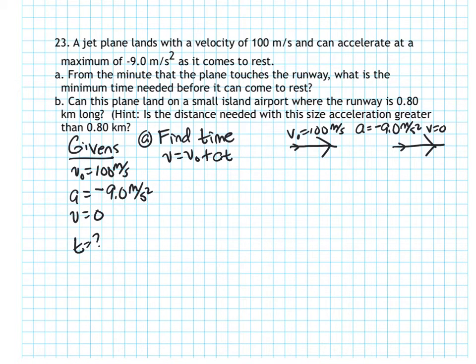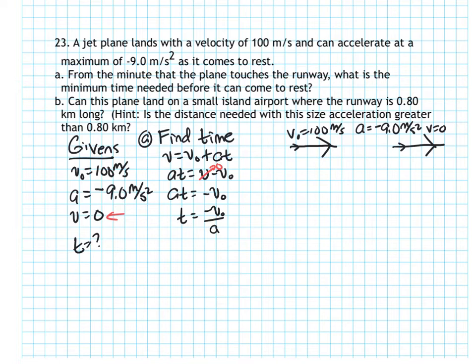If I isolate t, that means I'm going to subtract v naught from both sides. So a times t is equal to v minus v naught. Now according to what I have over here on this side, the final velocity is equal to 0. So I'm just going to get rid of that right now. So that means that at is equal to negative v naught, and t is equal to negative v naught divided by a.